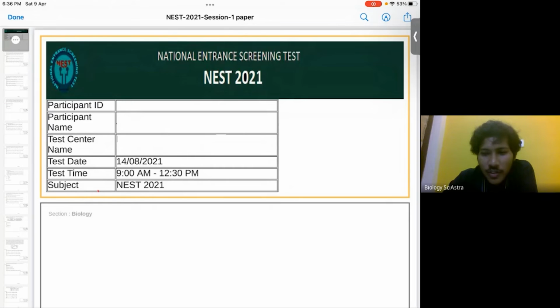Hello everyone. Today we are going to solve this paper of NEST 2021, at least some of the questions, especially the biology section. So before solving this paper, let us first see what were the main chapters that were covered in this paper, or that questions were asked from those chapters. So we predicted earlier for NEST 2021 which chapters are important. And luckily questions from those chapters were asked also.